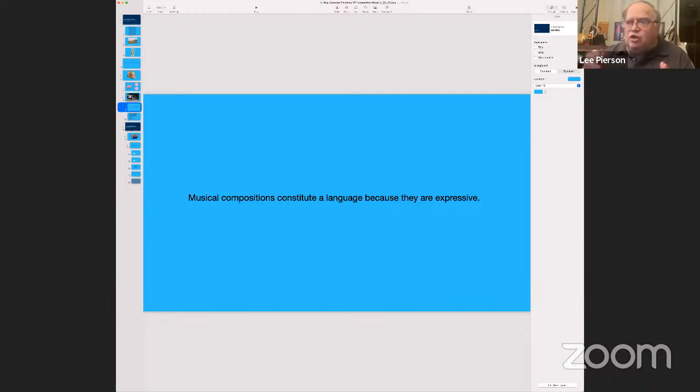Okay, so now I've got those two parts. The conclusion is musical compositions constitute a language. The evidence is because musical compositions are expressive. And I want to look at the difference. I want to look at what has been substituted into the conclusion and focus on that to identify an assumption. In this case, it's the word "expressive" that is in the conclusion. It's not in the evidence. So we've got something new. There's some kind of connection being made there via an assumption.